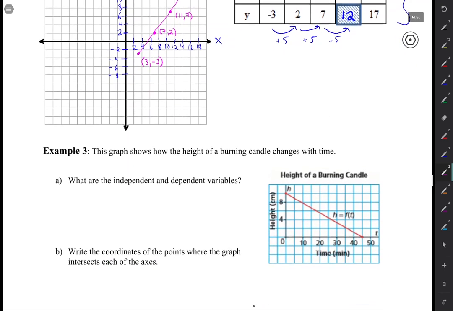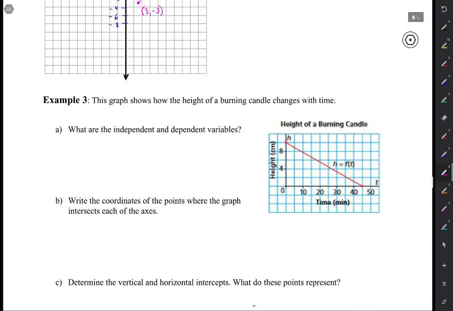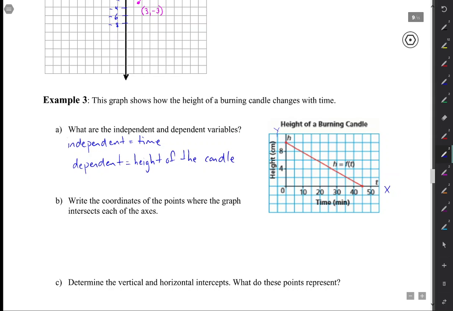In example 3, it says, this graph shows the height of a burning candle and how it changes with time. What are the independent and dependent variables? Well, again, just like the last example we did, we have x and y, and our independent's always on the x-axis. So again, the independent variable is time, and therefore the dependent is going to be the height of the candle, because the height of the candle depends on how much time has passed.